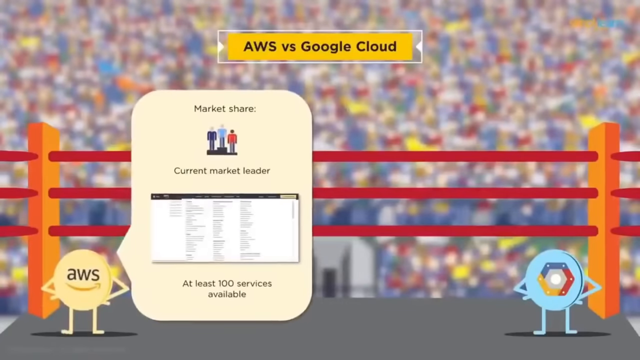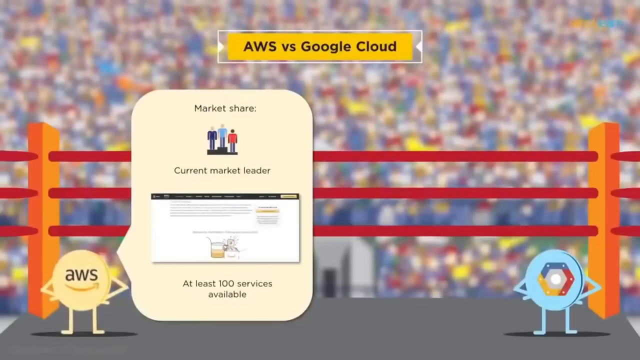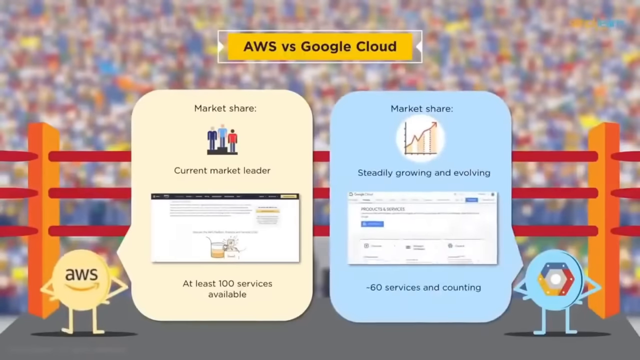Let's talk about market share and options. Now, AWS is the current market leader when it comes to cloud computing. Now, as you remember, we contribute at least 47% of the entire market share. AWS also has at least 100 services available at the moment, which is a clear indication of how well AWS understands businesses and helps them grow. Yeah, that's true, but you should also know that GCP is steadily growing. We have over 60 services that are up and running, as you can see here, and a lot more to come. It's only a matter of time when we will have as many services as you do. Many companies have already started adopting GCP as their cloud service provider.